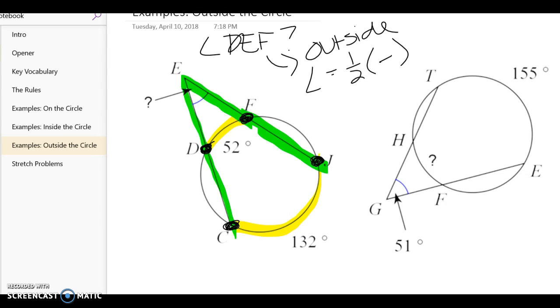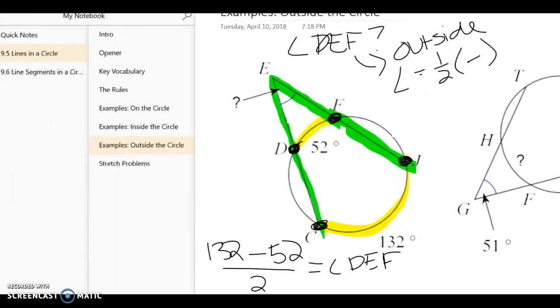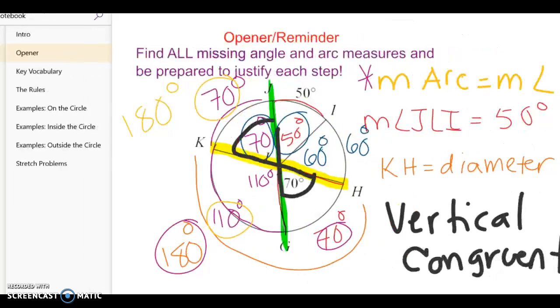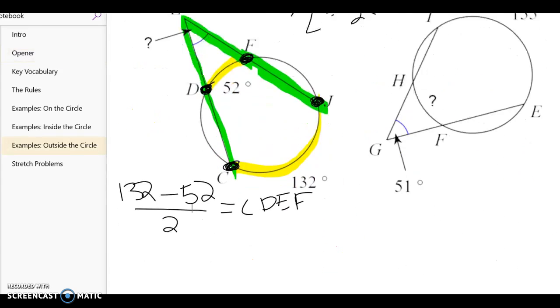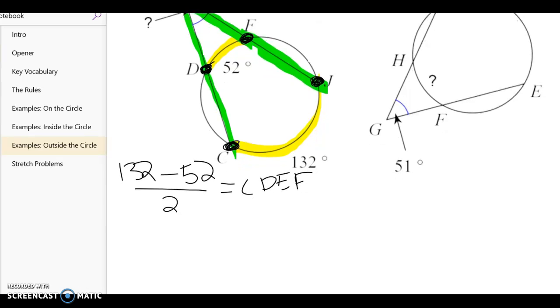So the angle DEF will equal, I'm going to take the difference of two numbers and divide by 2. So I always put my big one first. So CJ is 132 degrees. DF is 52 degrees, okay? One moment here, I am going crazy with my pointer. So let's scroll down and have a little bit more space. 132 minus 52.